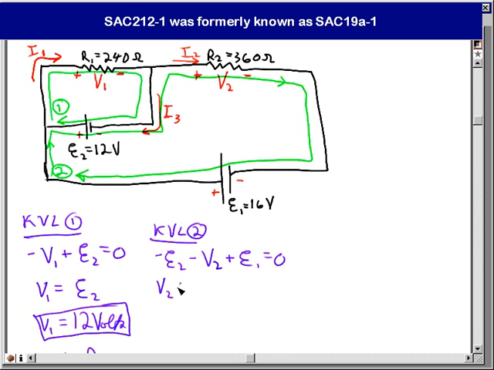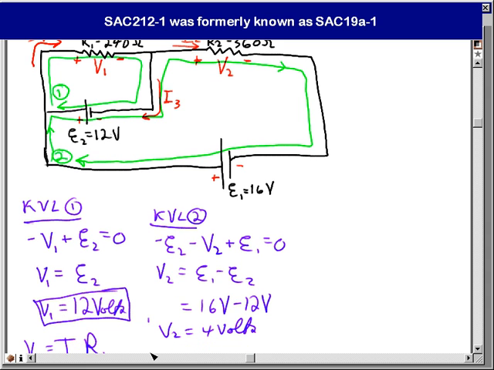So V2 is E1 minus E2, which is 16 volts minus 12 volts, or 4 volts. V2. We can frame that, and that's one of the answers that we're looking for.